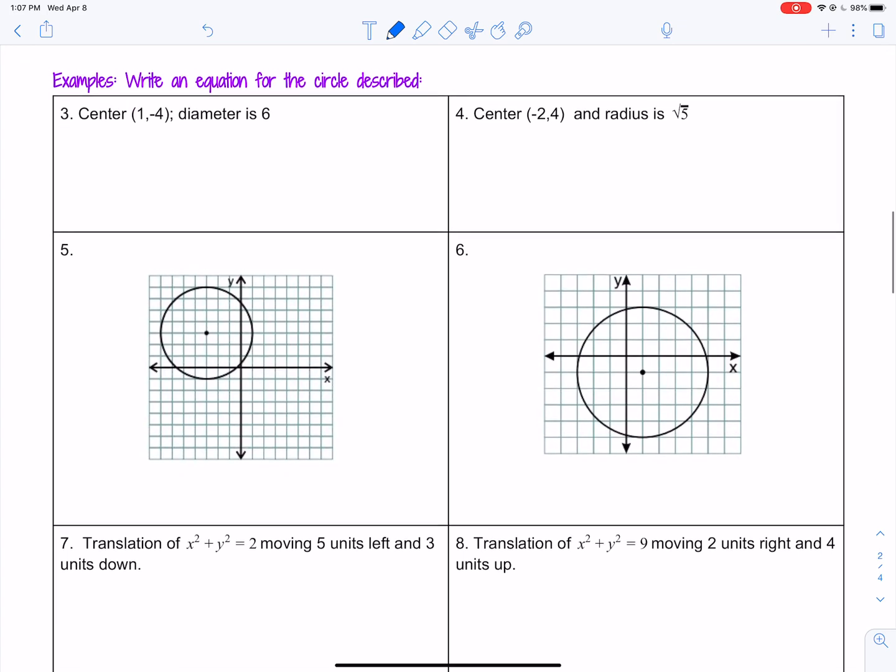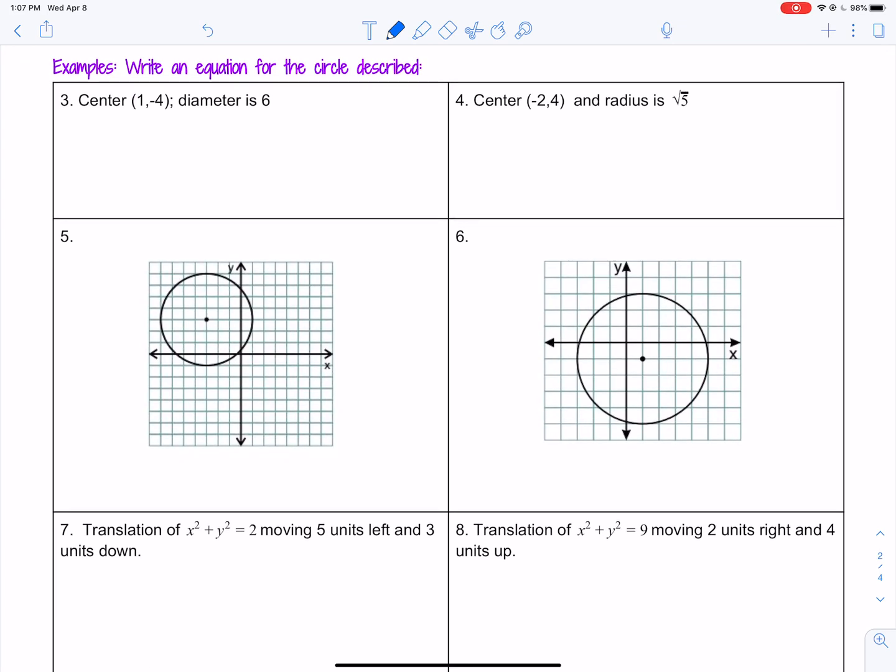Okay, so for these examples, we're going to write an equation for the circle described, and we're going to look at 2 examples of if they just gave us some information in writing, if they gave us a graph, and then if they told us about a translation of our circle.